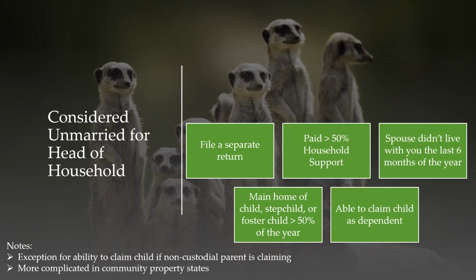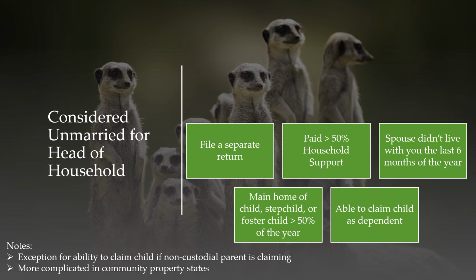As I briefly mentioned when we were discussing the married filing separate status, it might be possible for an estranged spouse to qualify to file as head of household. In order to be considered unmarried for the purpose of filing head of household, a taxpayer would need to file a separate return from their spouse. They would need to pay over half of the household support. The other spouse could not have lived with the taxpayer for the last 6 months of the year.